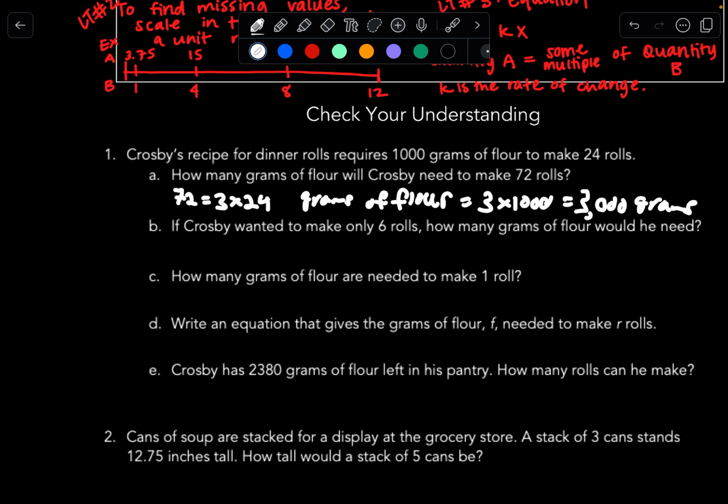If Crosby wanted to make only 6 rolls, well, it took 1,000 grams for 24, right? 6 over 24 equals 1/4. So you're making a quarter of the amount of rolls, which means you're going to need a quarter amount of flour. So that's 1,000 times a quarter, or divided by 4. And it turns out we need 250 grams.